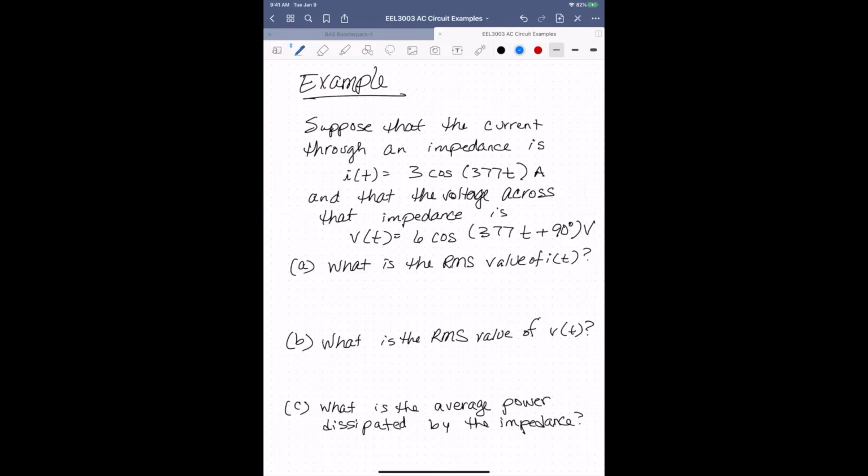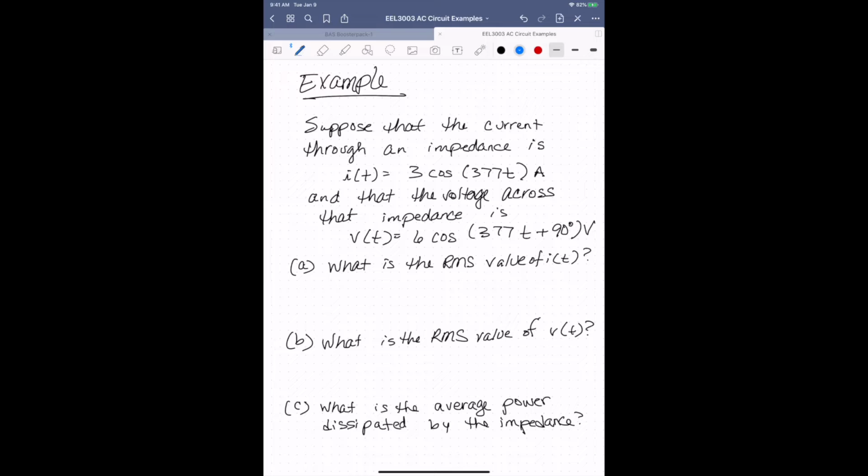Let's do an example. Suppose that the current through an impedance is I of t equal to 3 cosine 377t amps, and that the voltage across that impedance is V of t equal to 6 cosine 377t plus 90 degrees volts. We want to find the RMS value of I of t, the RMS value of V of t, and the average power dissipated by that impedance.